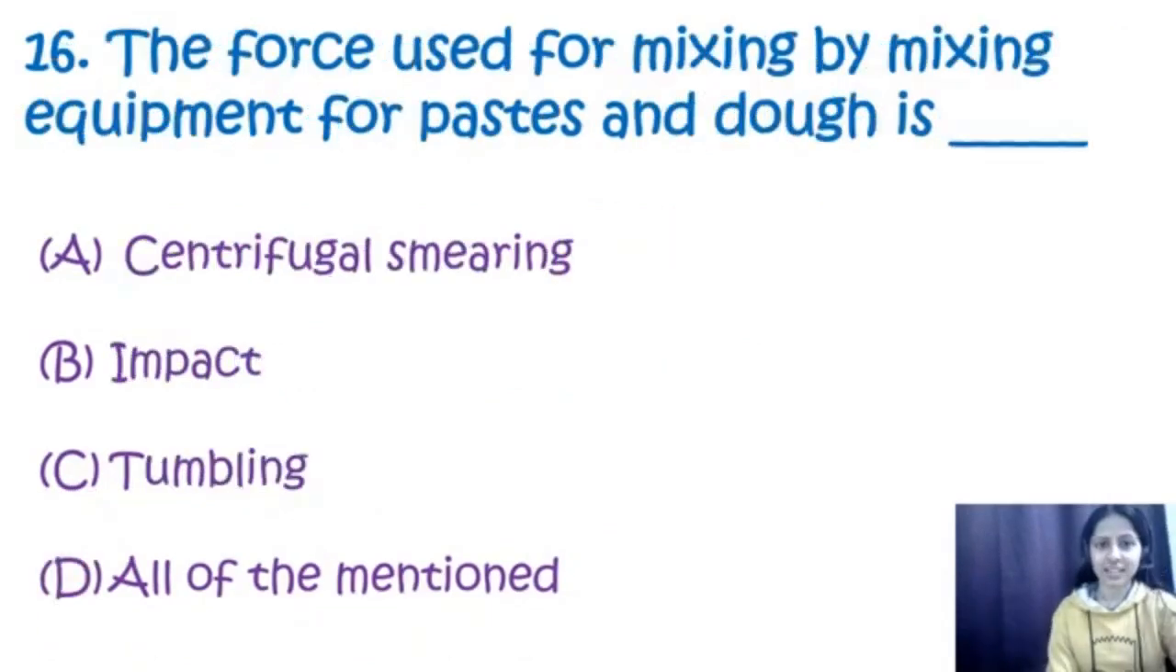Number 16. The force used for mixing by mixing equipments for pastas and dough is A. Centrifugal smearing, B. Impact, C. Tumbling, and D. All of the mentioned. So the correct option will be option number D, that is all of the mentioned.